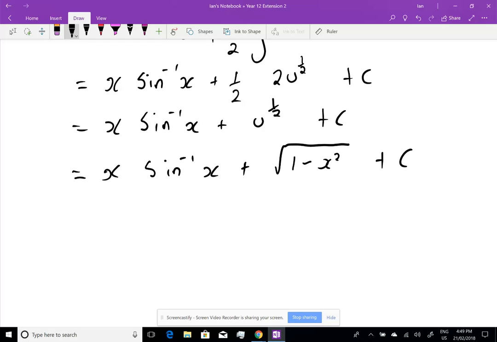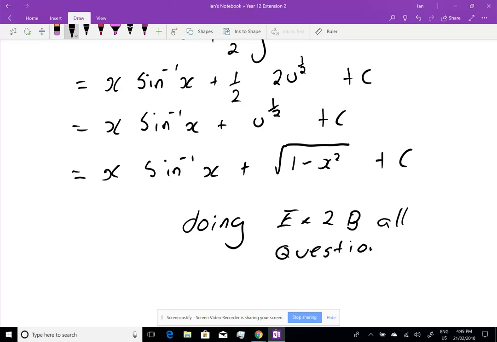So now we're doing exercise 2b, all questions. A lot of work there, a lot of work. Good luck.